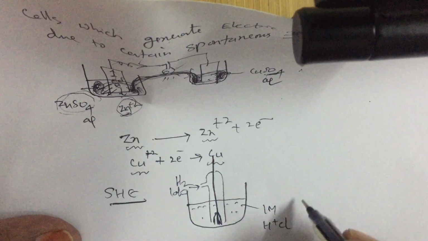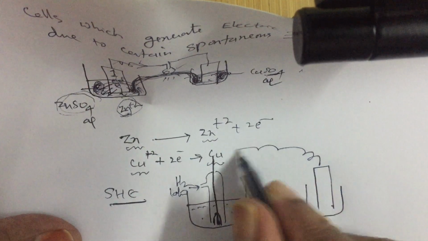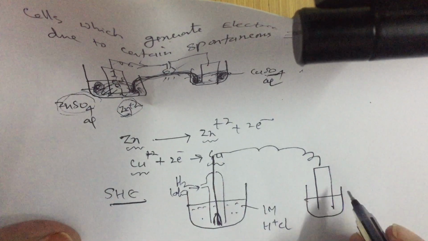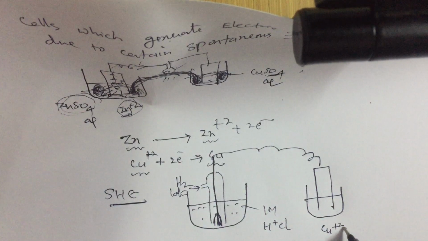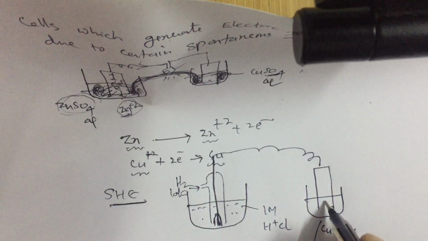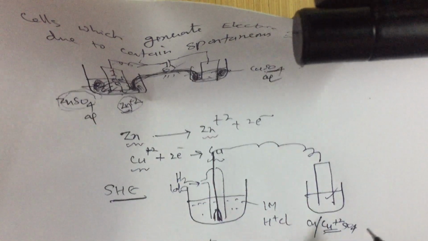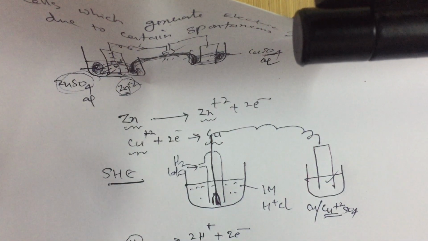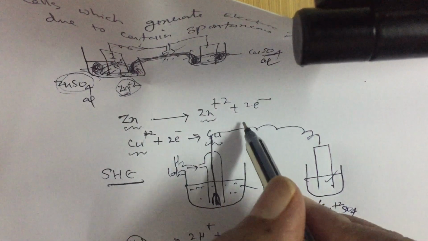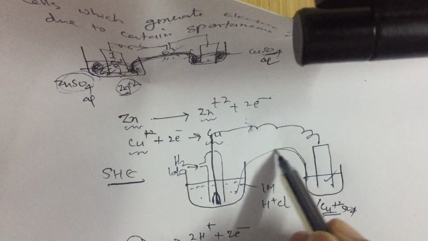Here if you are connecting to the other electrode, for example, the other electrode, suppose if it is something like copper plus 2 ion solution, which is in contact with the copper metal. The copper ions have relatively more ability to gain electrons, so they take away electrons from hydrogen and electrons will flow like this. Of course, it also requires a salt bridge.